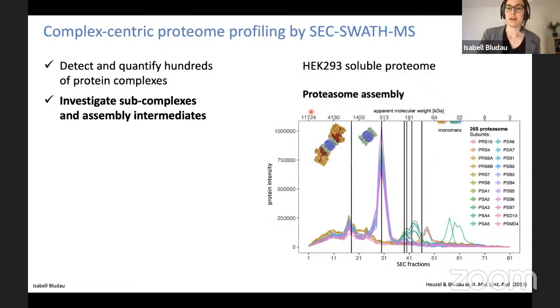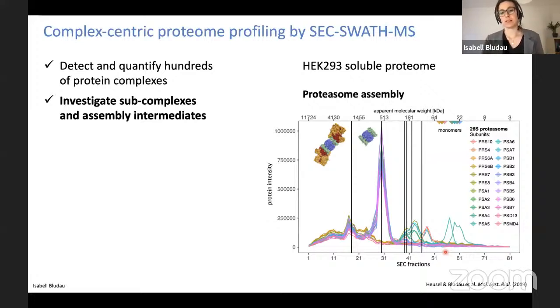The first fractions correspond to high molecular weights, thus large complexes, whereas the higher SEC fraction numbers correspond to lower molecular weights for smaller complexes or where the monomers would elute. On the y-axis, you see the protein intensity, and the black vertical lines indicate the complex signals that CCprofiler detected. Each of the colored profiles that you see here corresponds to one of the proteasome assembly members.